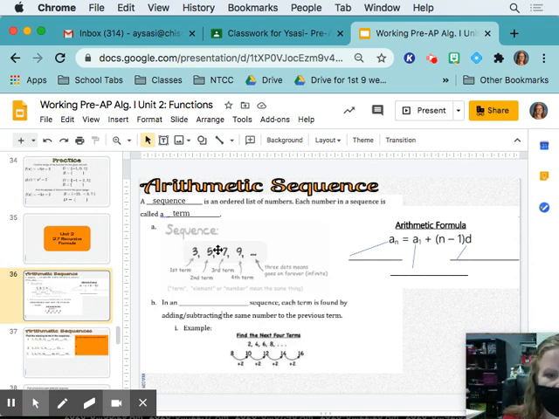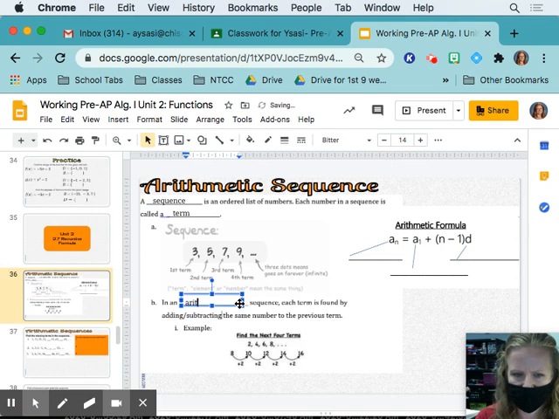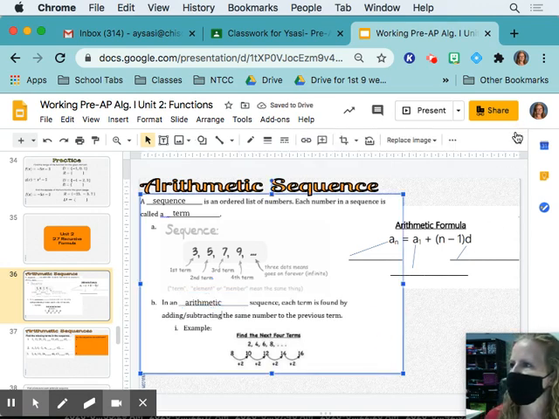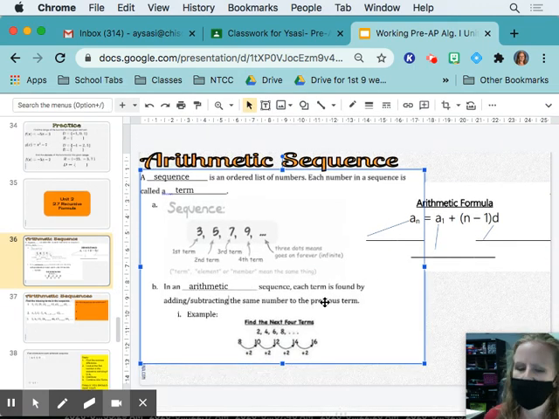So we have 3, 5, 7, 9. That is a sequence. So the first term is 3, second term is 5, third term is 7, fourth term is 9. The dots mean it goes on and on forever. It's infinite. Term, element, member all mean the same thing. In an arithmetic sequence, each term is found by adding or subtracting the same number to the previous term.